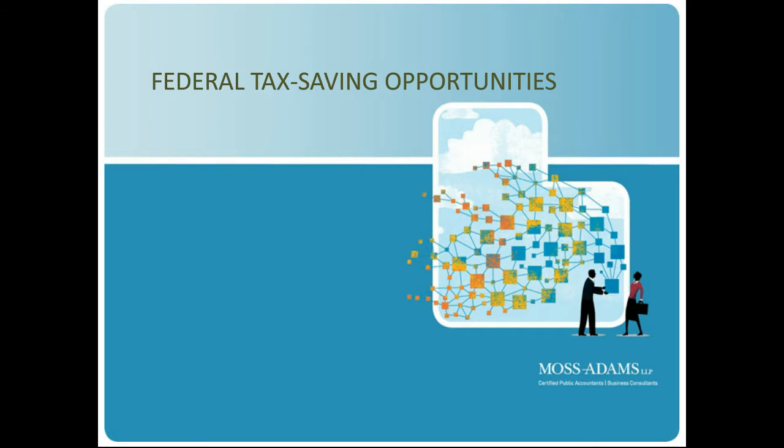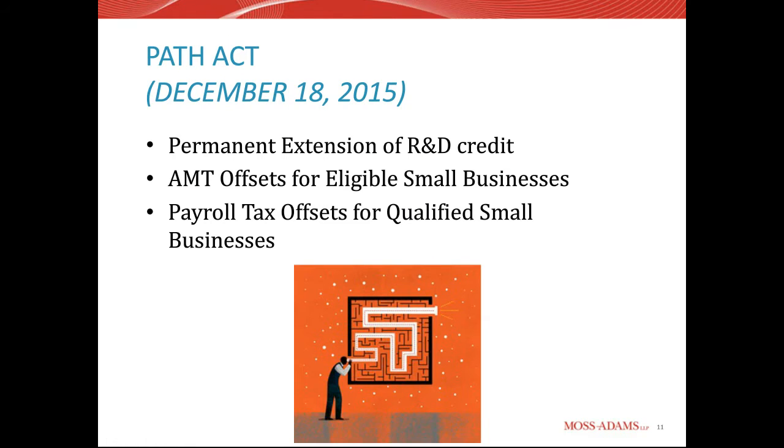And that brings us to the first section of our presentation, federal tax savings opportunities. We'll start with the PATH Act, which was enacted December 18th of 2015. It contained a few key items related to the R&D tax credit. First was the permanent extension of the credit. It had been temporary, expiring every 2 years up until 2016.